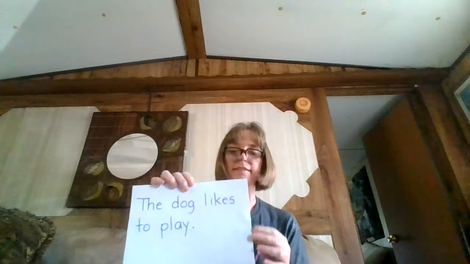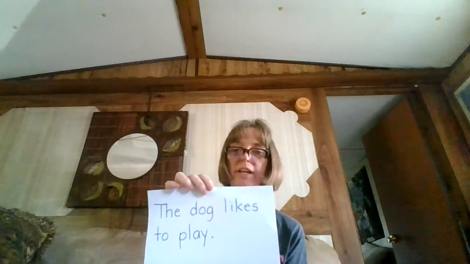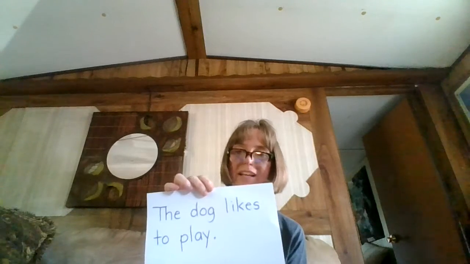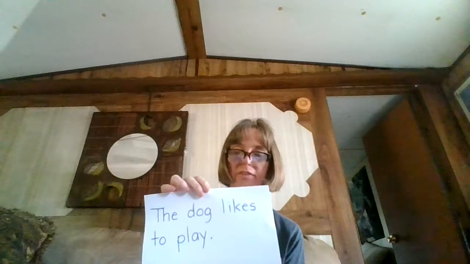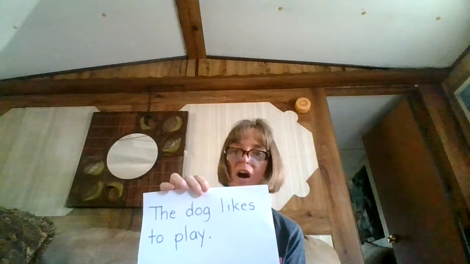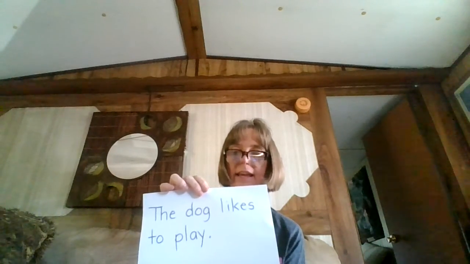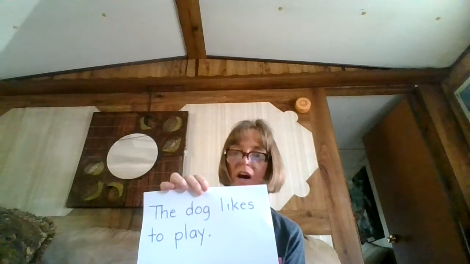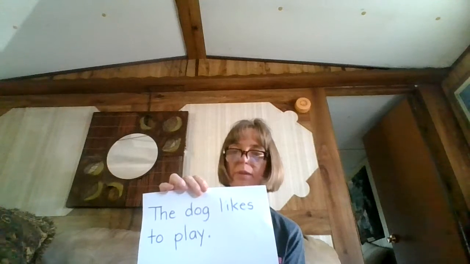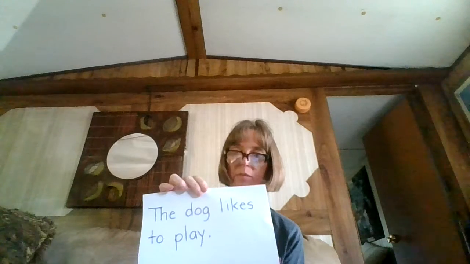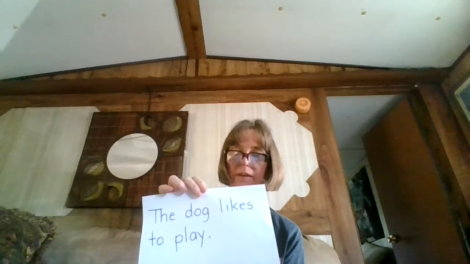Okay? Now, let's practice. I'm going to read this sentence to you, and I want to give you a few seconds to think about what is the noun and what is the verb in the sentence, and then we'll talk about it to check yourself. Your sentence says the dog likes to play. Now, I want you to think about which word names the noun, the person, place, animal, or thing, and which word names the verb, the word that shows action or what the person or thing is doing.